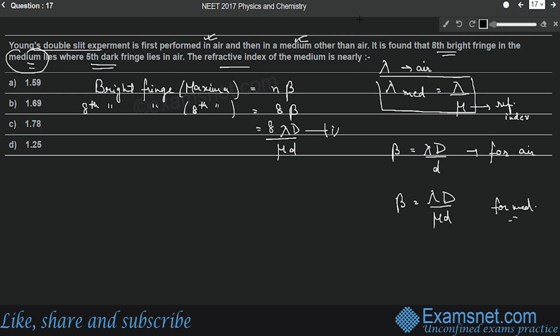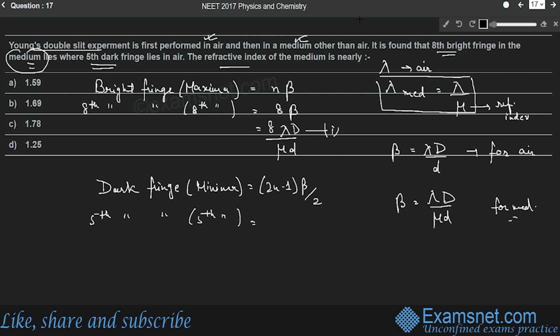Now, second case is 5th dark fringe lies in air. So when we are talking about the dark fringe, that means we are talking about the minima. And minima is equal to (2n minus 1) beta by 2. Okay. So here we are talking about the 5th dark fringe. That means we are talking about the 5th minima. So it will be equal to (2 into 5 minus 1) beta by 2. Right. So what do we get here? We'll get 9 beta by 2.